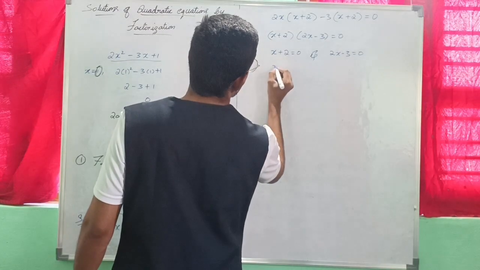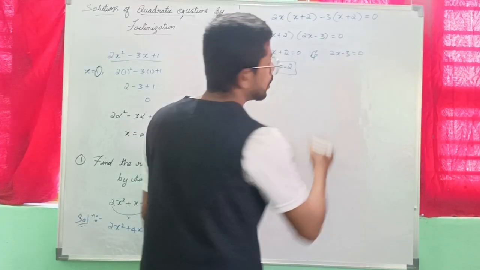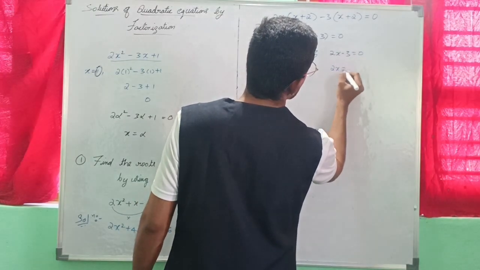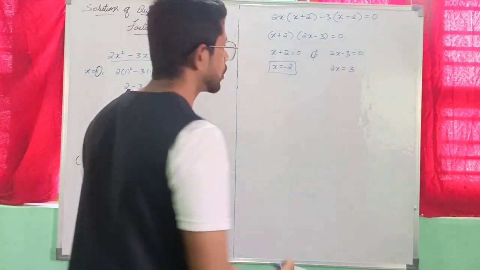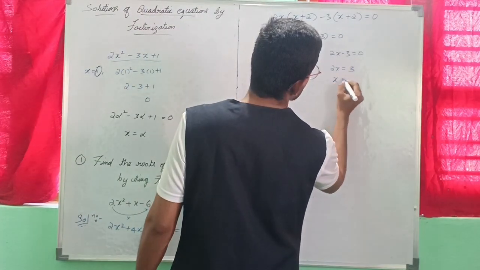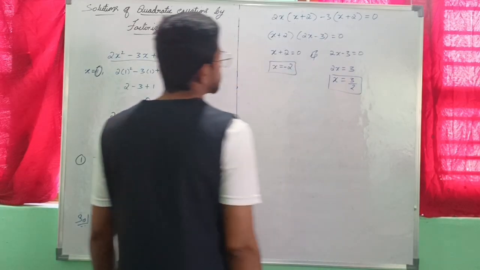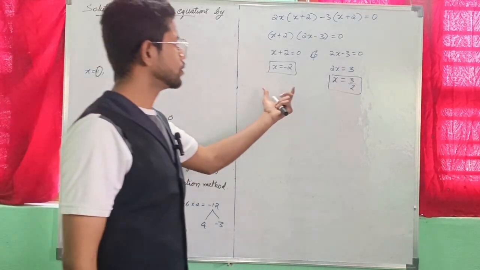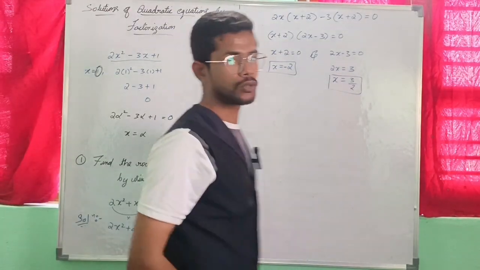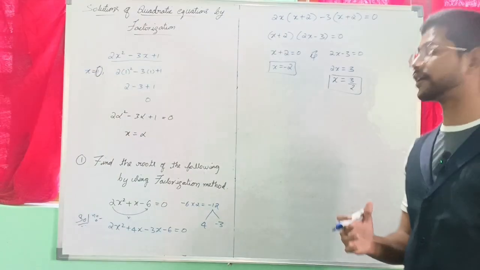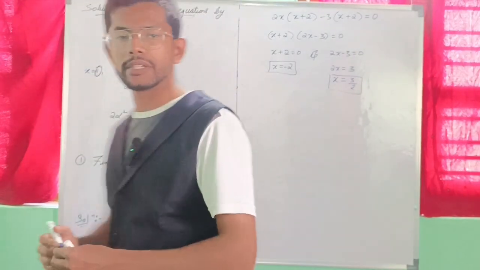We get x is equal to minus 2, and 2x is equal to 3. This minus 3, when we shift to the RHS, becomes plus 3, and x is equal to 3 divided by 2. Okay, we get the roots like this: x is equal to minus 2 and x is equal to 3 by 2. So this is the first problem.